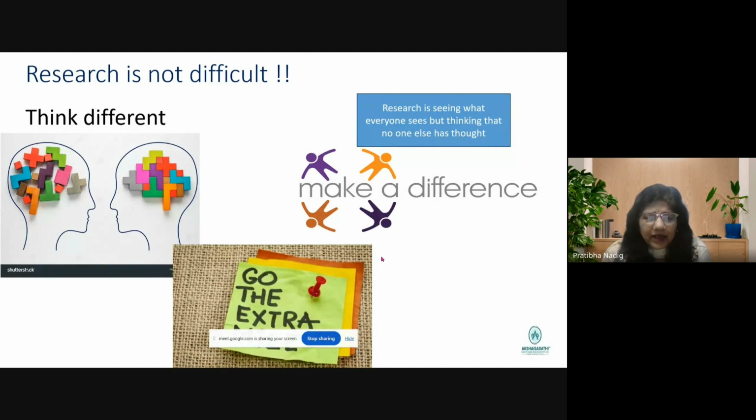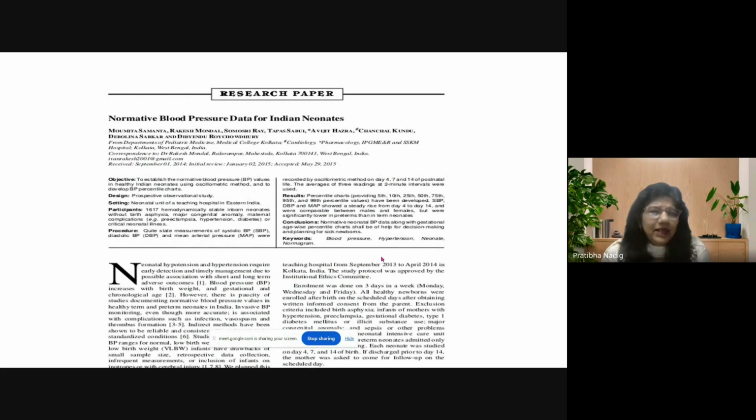So it can be the research which we are now going to talk about for a medical undergraduate. It can be as simple as this. So this is a publication. At this stage, I would like to say that we are talking about developing a research plan. We are not talking about how to write a paper, but that plan has materialized in this paper. If you see, this is just normative blood pressure data of Indian neonates.